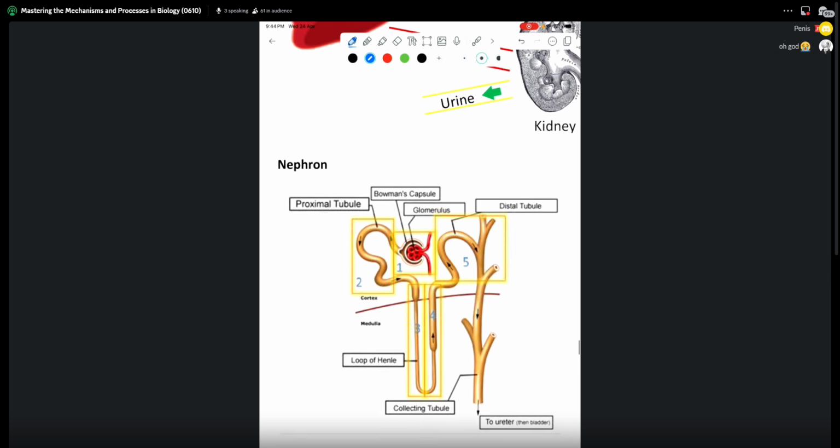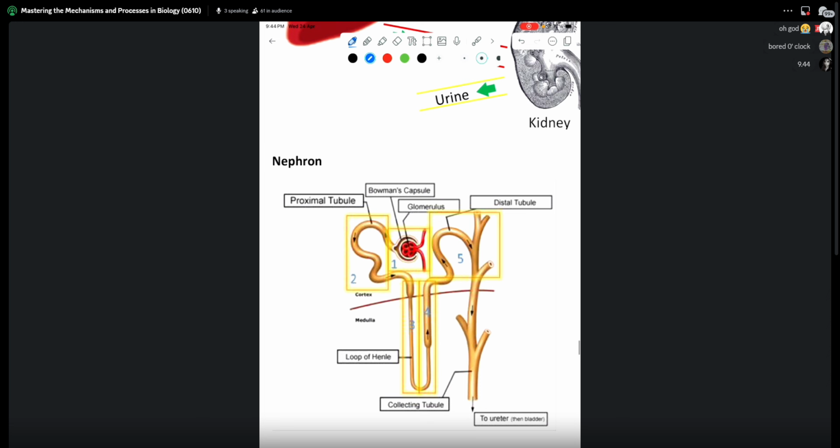Alright. When it comes to this nephron, it starts off, whatever comes into the glomerulus is at very high pressure. So these glomerulus, they will accept all of the nutrients at a very high pressure.